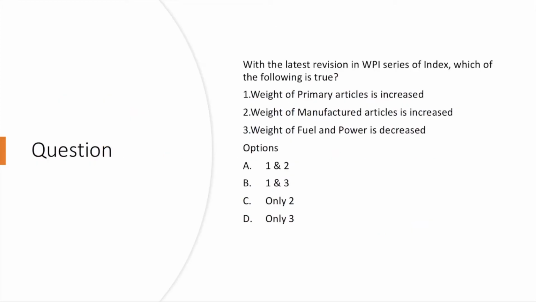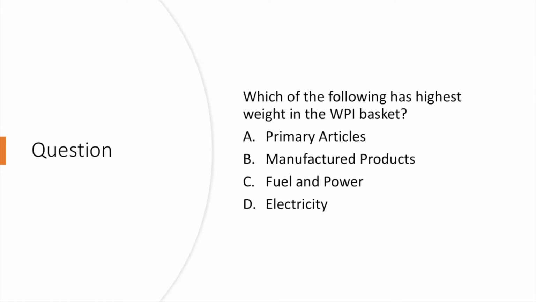Let's take an easy question. With the latest revision in the WPI series of index, which of the following is true? Weight of primary articles is increased. Yes, it has increased. Weight of manufactured products has increased. We have seen that it is more or less the same. And weight of fuel and power is decreased. So yes, it has decreased. 1 and 3 is the answer. Let's take another easy question. Which of the following has the highest weight in the WPI basket? We know that it is manufactured products. It has the highest weight in the WPI basket, that is 64%.